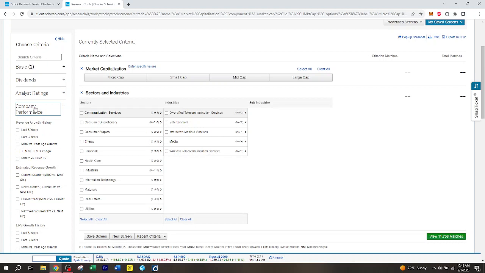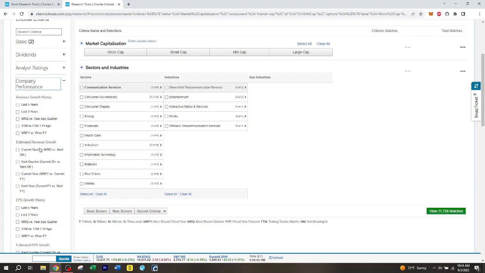Company performance. This is a good one if you want to try to find growth stocks. You can screen for revenue growth over the last 3 to 5 years. You can compare the most recent quarter to the quarter a year ago. You can do the current trailing 12 months versus the trailing 12 months from a year ago. Or you can do the most recent financial year versus the prior financial year.